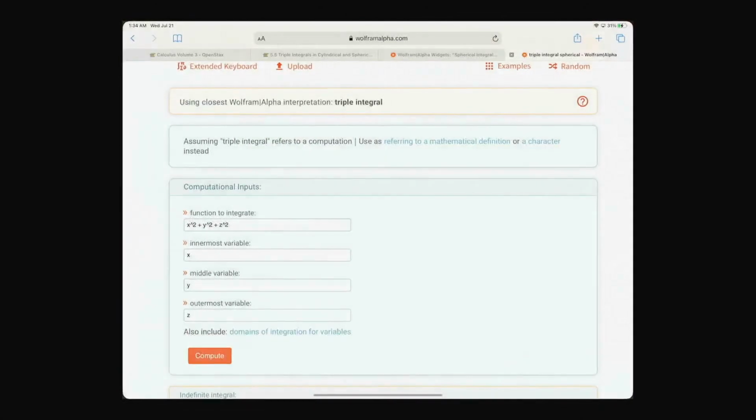Okay, let's try to do one that's a little more complicated. They give us a picture. I'm going to use their picture.